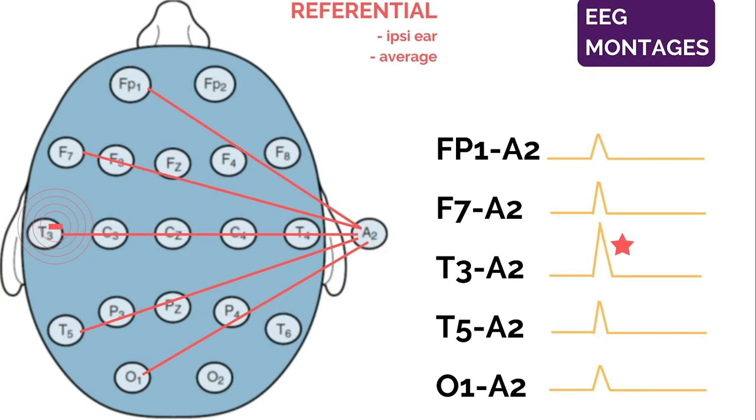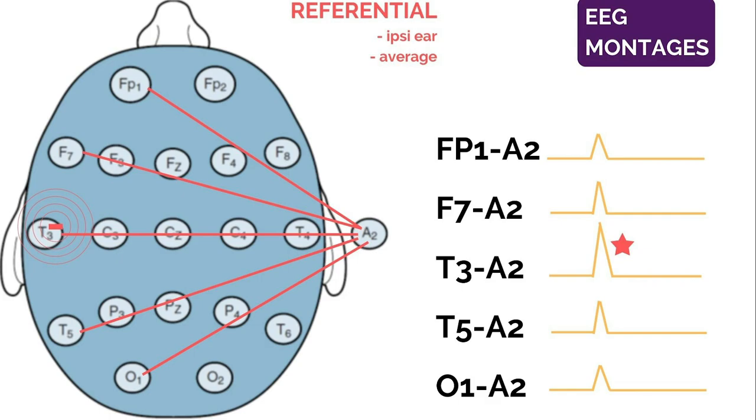A referential montage is a little bit different, but overall it's simpler. So in the referential montage, we're going to compare each and every electrode to a single electrode, or the summation of all activity picked up by all electrodes on the head, which is the average of the activity. So those are the most commonly used ones. So here in red, you can see that we're comparing each electrode to A2, which is the contralateral ear electrode.